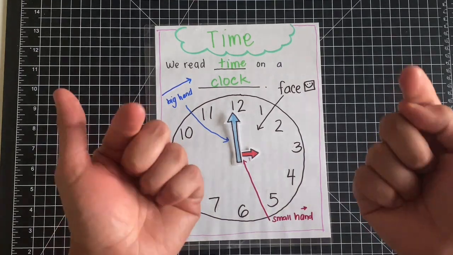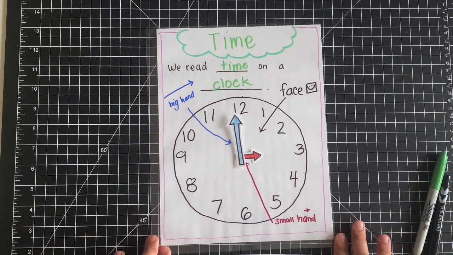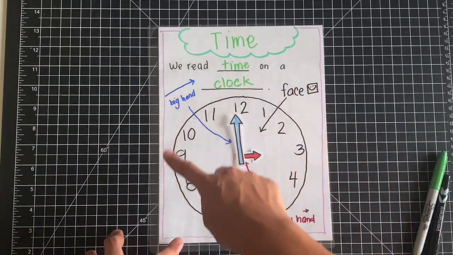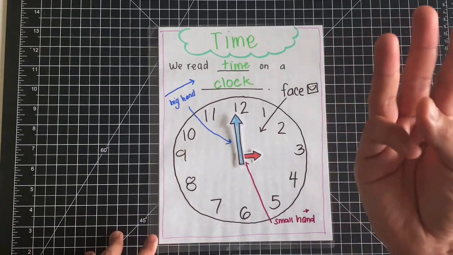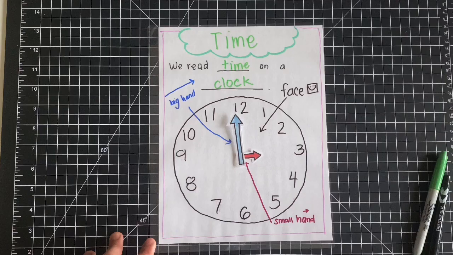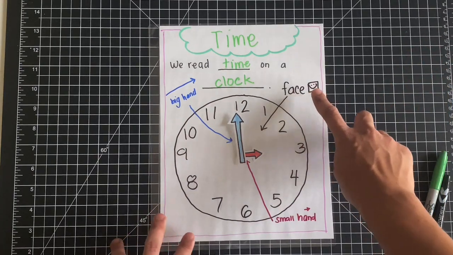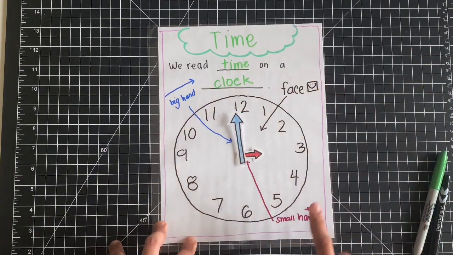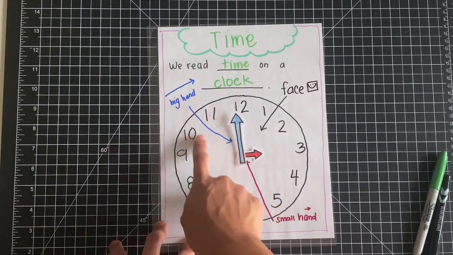And what I want you to do today is draw a clock like Mr. Junie's and label the 3 important parts. How many important parts? The 3 important parts. So make sure you draw and label the face, the small hand, and the big hand.